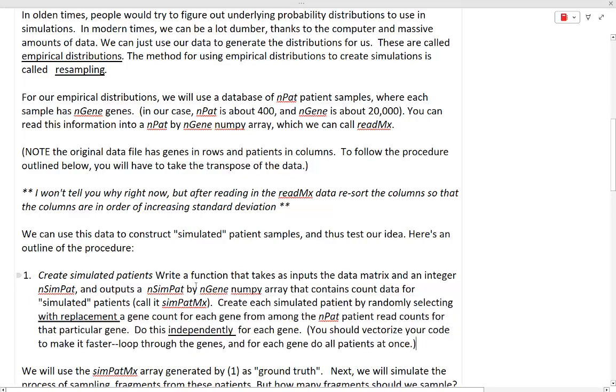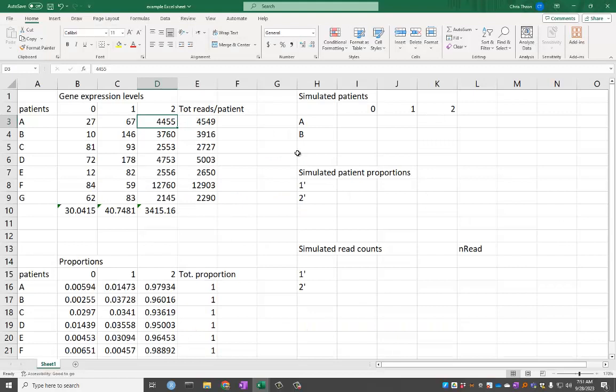All right, so let me show you what the operation is here. Here's where we have our simulated patients. I'll call this A prime because this is not my actual patient A, and this would be B prime, my simulated patient B. In order to get A prime's count for gene read 0, I would randomly choose one of these. Maybe I'll say 81.